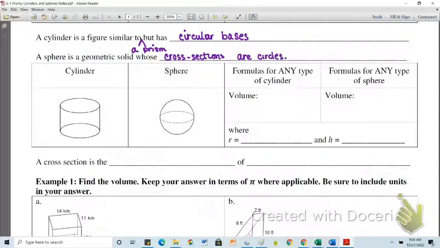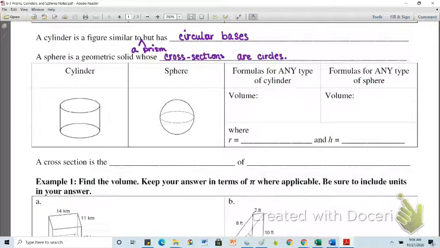So if we think about it, a cross section is, if you remember when you were little playing with Play-Doh or kinetic sand, if I take a knife and slice down my shape and open it up, what is that shape that I see? What two-dimensional shape do I see? That's a cross section. We're going to go over the specific definition in a second.